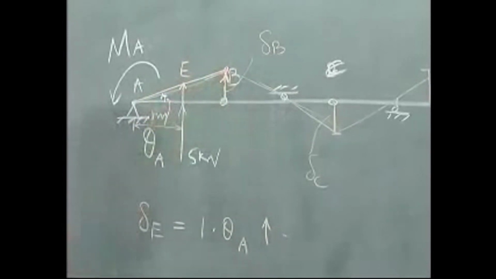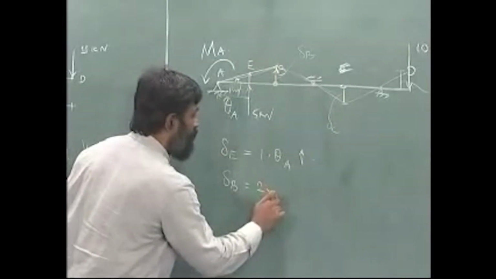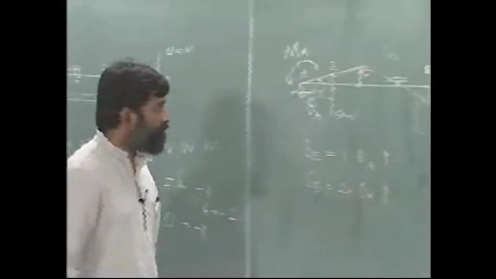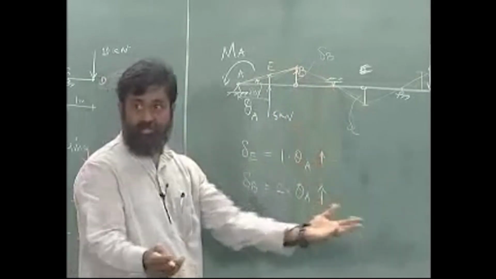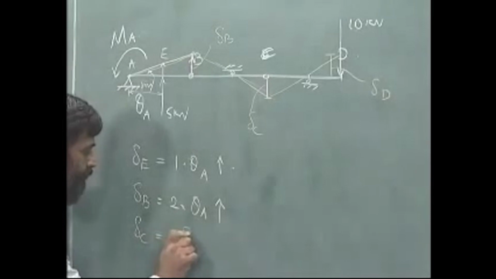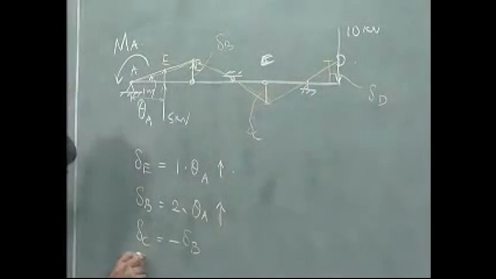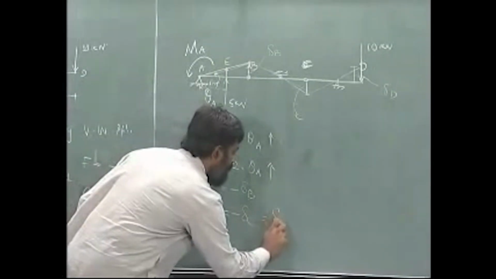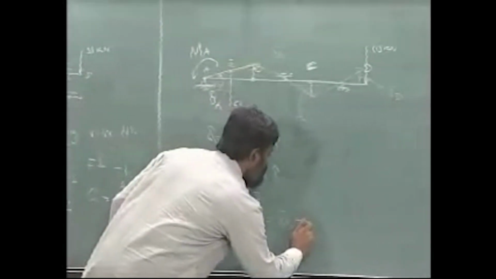Okay. What is delta B? Delta B equals 2 meters times theta A, again upward. Can I find out delta C in terms of delta B? Since it is at the center, it is very simple. Delta C equals minus delta B. Delta D is minus delta C, and that is equal to delta B. Okay, and what is delta B? It is equal to 2 times theta A.